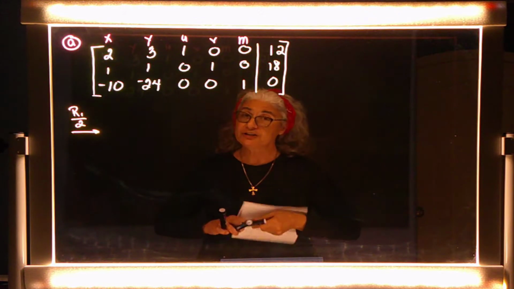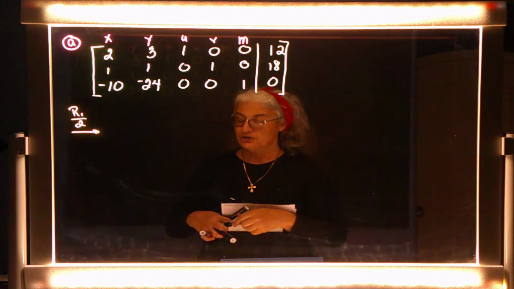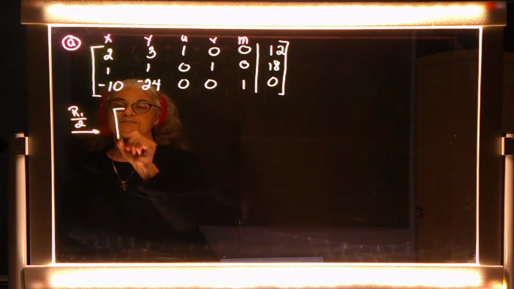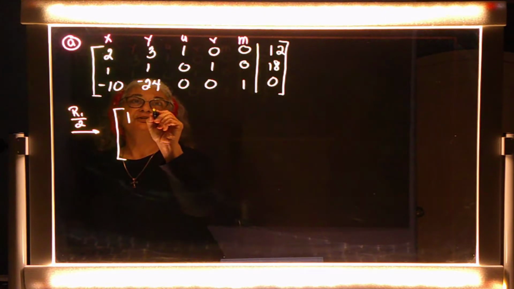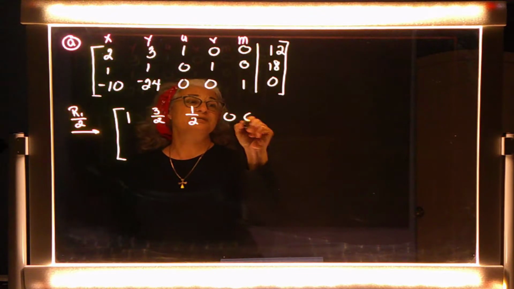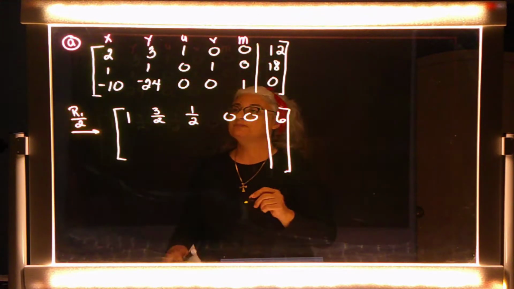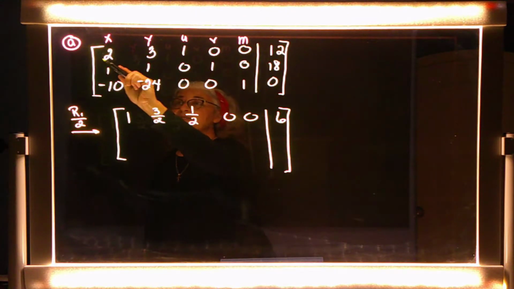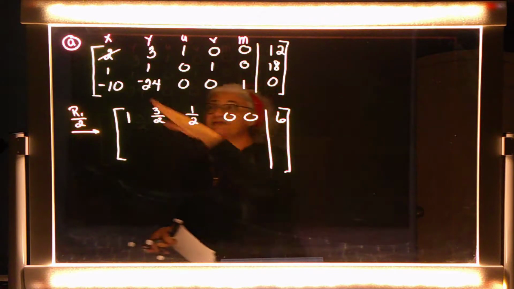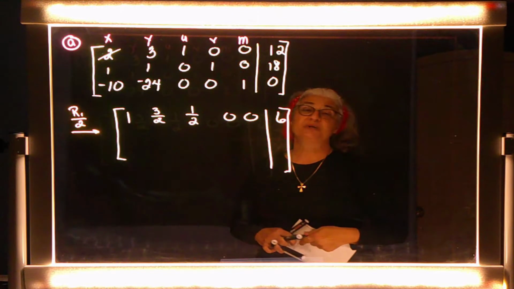So hopefully you are doing the work as I am switching pens here. As you do the work, tell me what you're getting. Good. You get 1, you get 3/2, you get 1/2, 0, 0, and a 6. Correct? Okay. And now that 2 is made into a 1. Done. But now I've got to get every other number in that first column to be a 0.